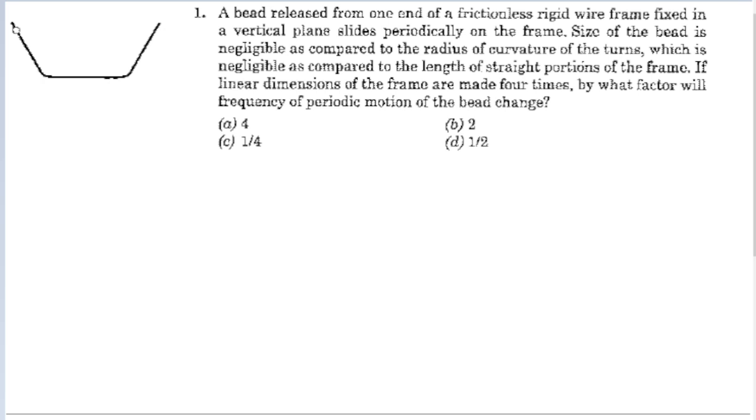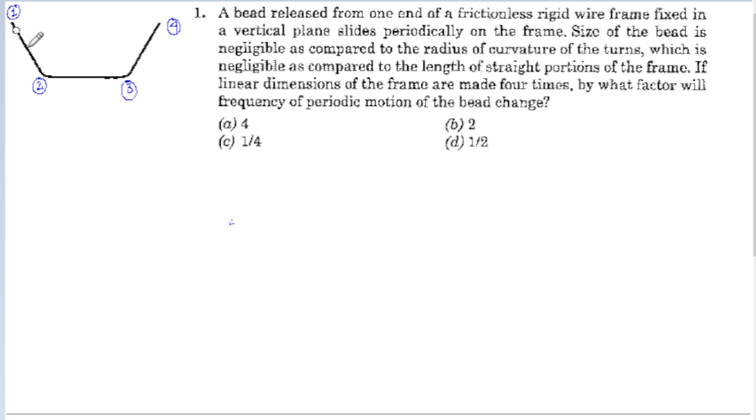The thing described in our question is a wire frame whose first portion is inclined, the next portion is a straight, horizontal segment, and the next is again an inclined segment. Let us consider this is our segment A, this is our point 1, this is our point 2, this is our point 3, this is our point 4. These are the different points on the trajectory of the bead.